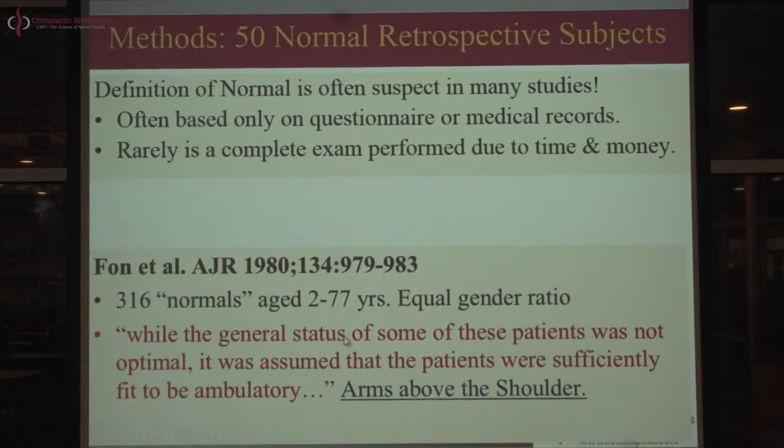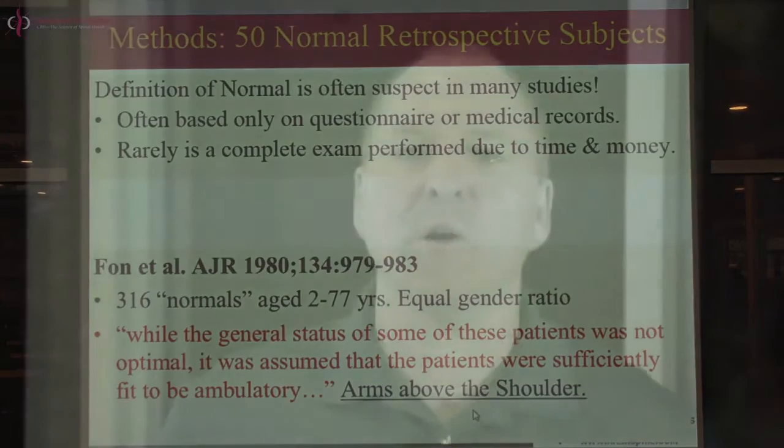Well, when you read the methods, not the abstract, here's their definition of a normal subject. Quote, while the general status of some of these patients, keyword patients, was not optimal, it was assumed that the patients were sufficiently fit to be ambulatory if they could raise their arms above their shoulders. Now that's the definition of a normal subject in this 1980 paper. I mean, come on, give me a break. If you can raise your arm over your shoulder, you're normal? What a bunch of crap, right? So this is the problem we face in the literature.